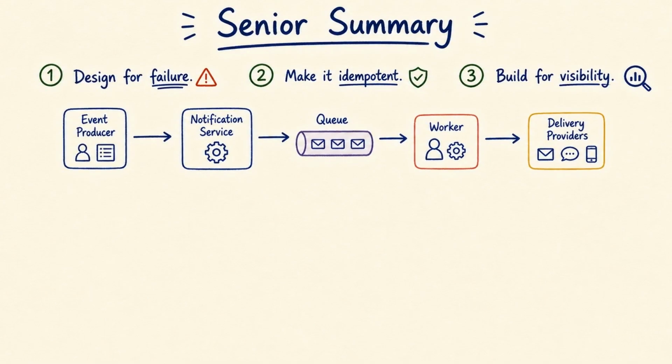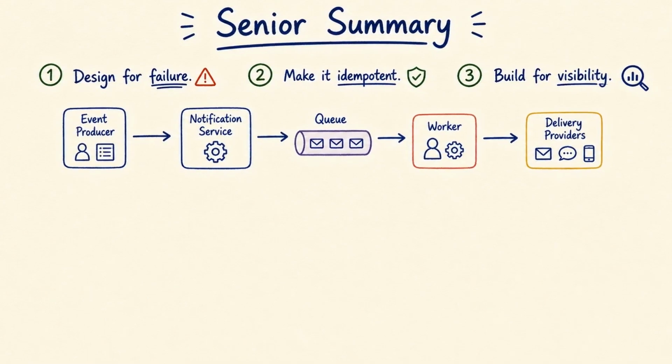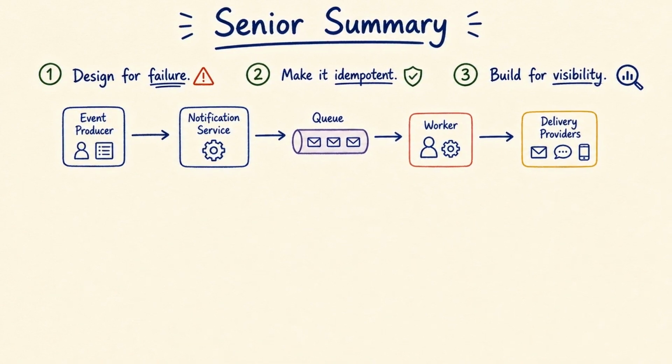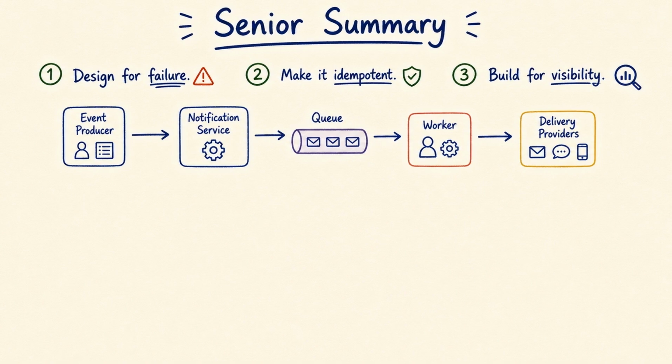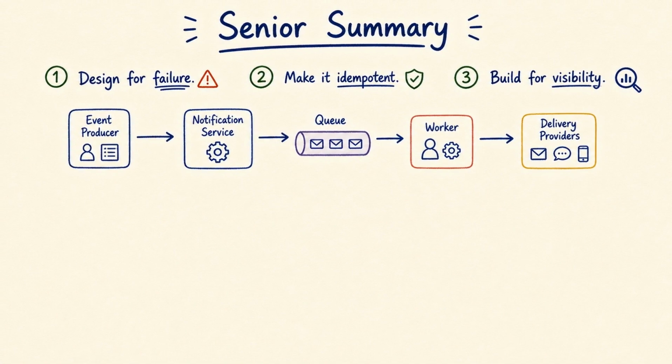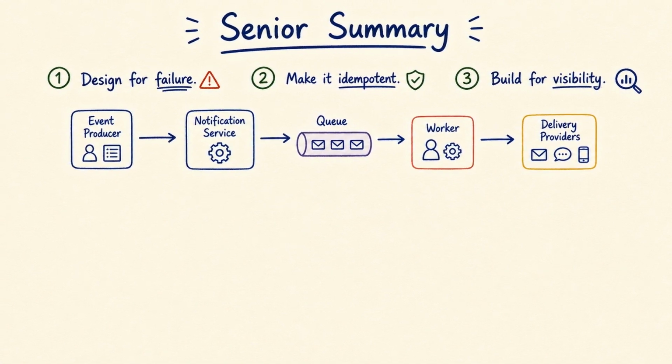If you remember one thing, make it this. Viewers understand how to build a reliable notification system that does not spam users or collapse under load. Good system design is a judgment loop, not a memorized answer key.